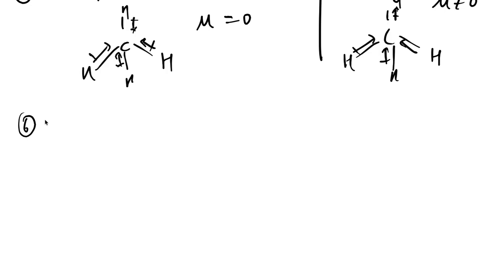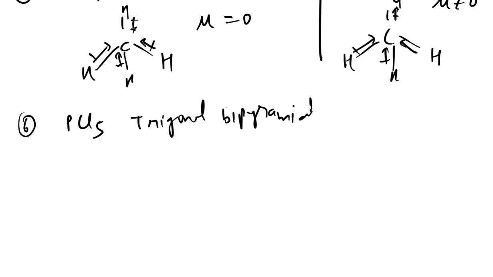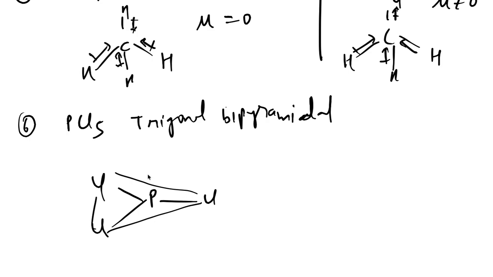Then another example that we can talk about is PCl5 and SF6. PCl5 is also totally symmetrical in nature. Its shape is trigonal bipyramidal. Okay, so it has a shape like this: 3 chlorine bonds in one plane and the rest of the 2 above the plane and below the plane. But this is also totally symmetrical in nature, so that is why mu will be 0 in this case.